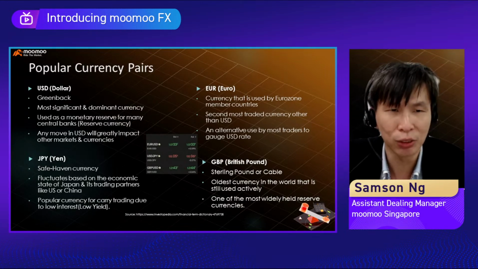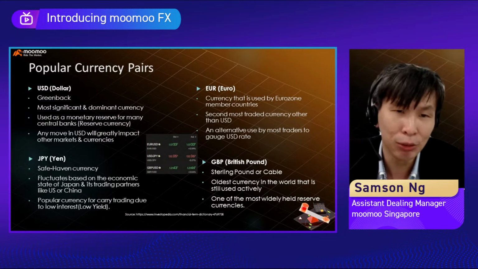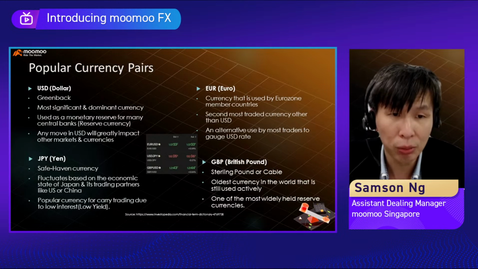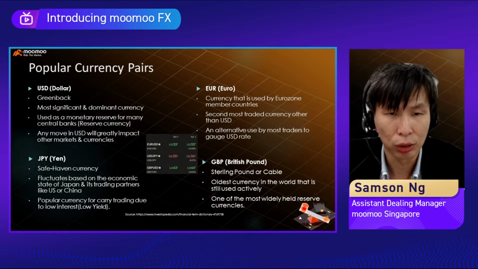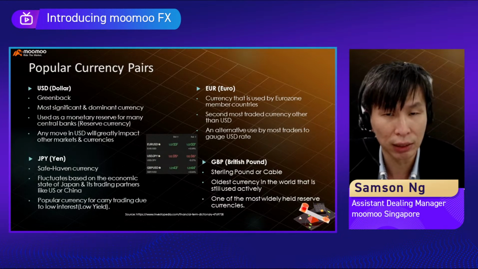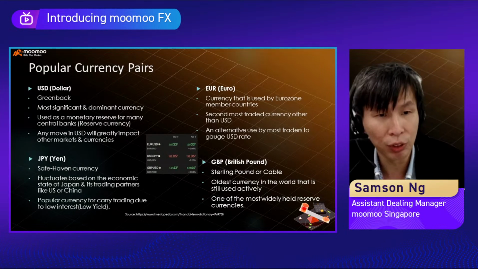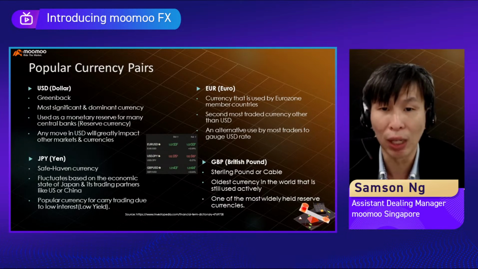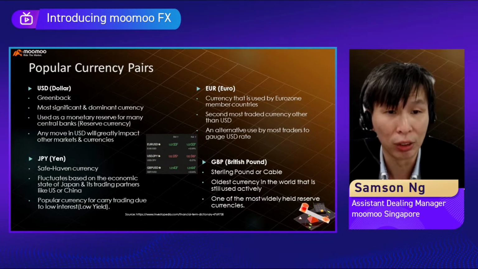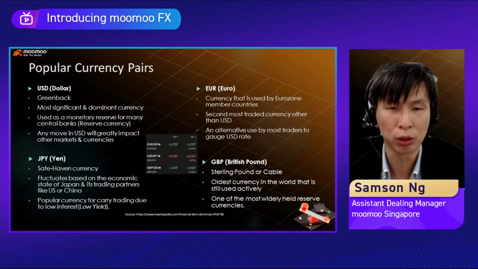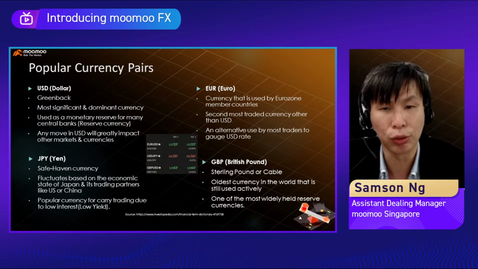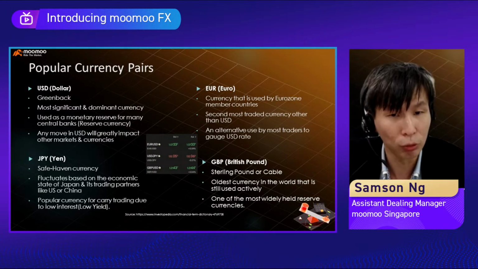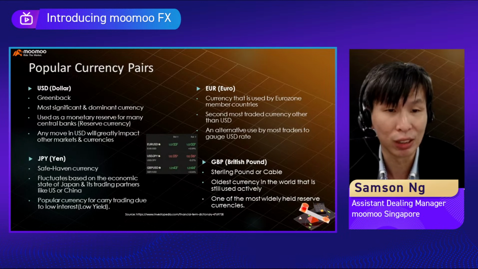Actually, euro tends to appreciate and depreciate in relation to the US dollar as well. Next, we come to the Japanese yen. Traditionally, yen is regarded as the safe haven currency and viewed by most investors as stable and will most likely retain their value compared to other currencies during volatile market conditions. It is also the most attractive option for carry trading. Due to low interest, usually traders will use yen to fund their purchase of higher yield currency.